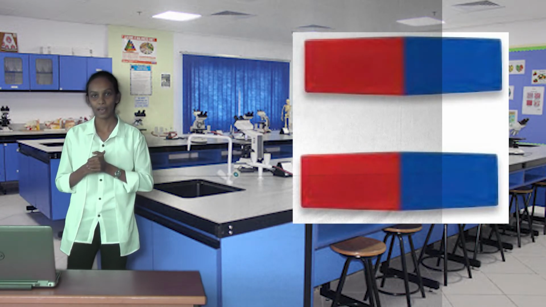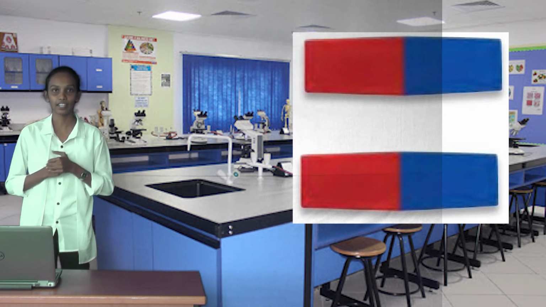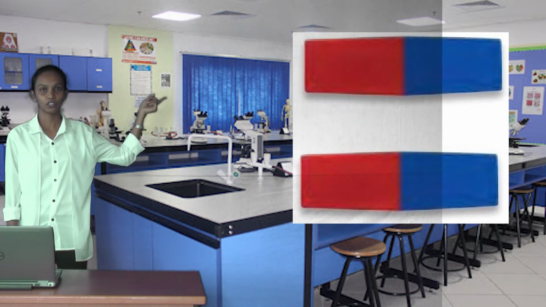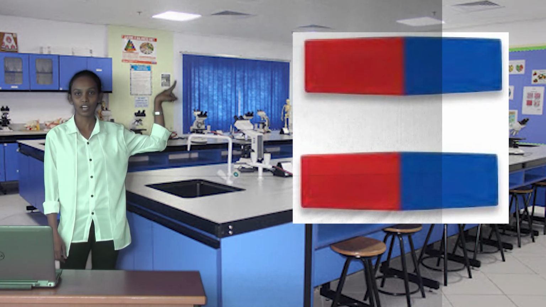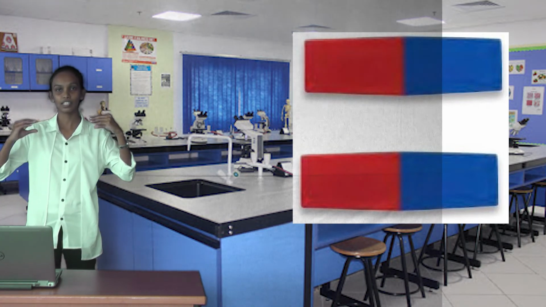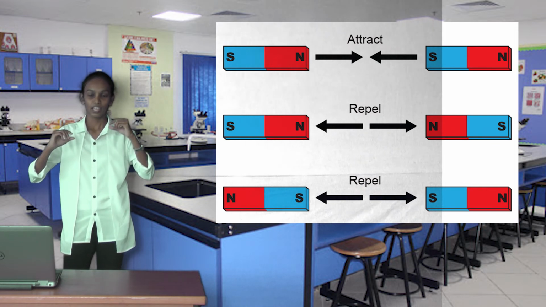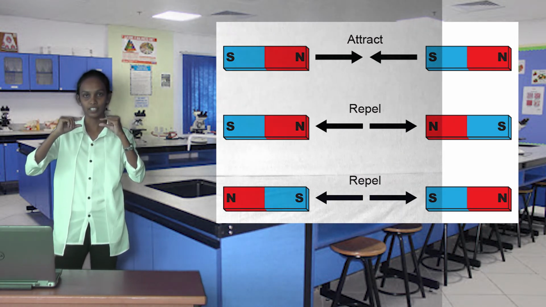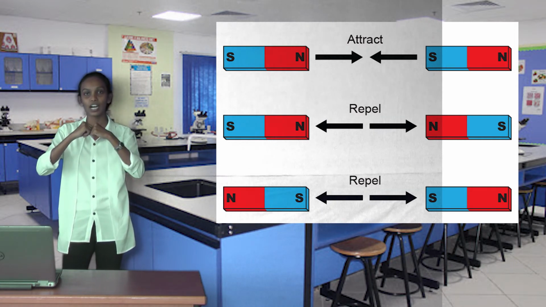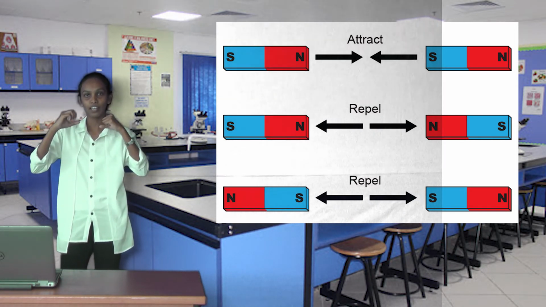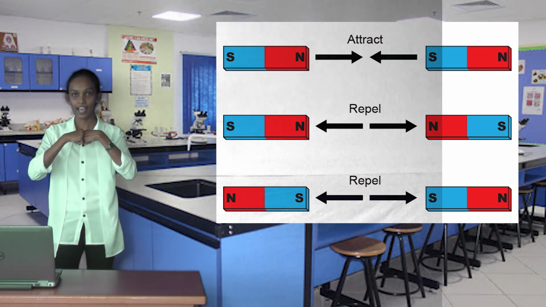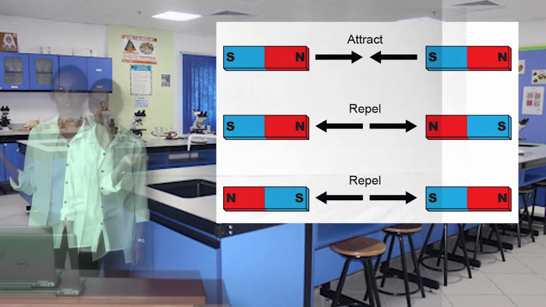Magnets. What do you know about magnets? You have learned about magnets also when you were in grade 3. You can see there's a picture of a magnet. A magnet has two poles, North Pole and the South Pole. You can see the blue color one is the North Pole and the red color one is the South Pole. What happens when we take two magnets and keep them near? If we keep the South Pole and South Pole near, it will repel. But if we keep the South Pole and the North Pole near, it will attract. And also if we keep the North Pole and the North Pole near, it will repel. That means if we keep unlike poles, it will attract, and if we keep like poles, it will repel.